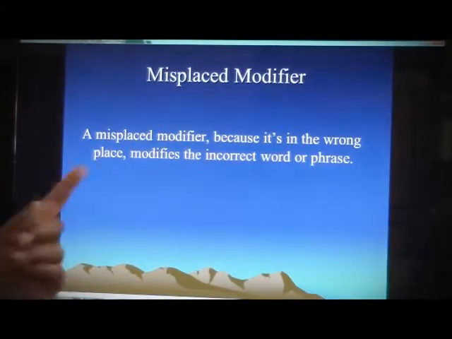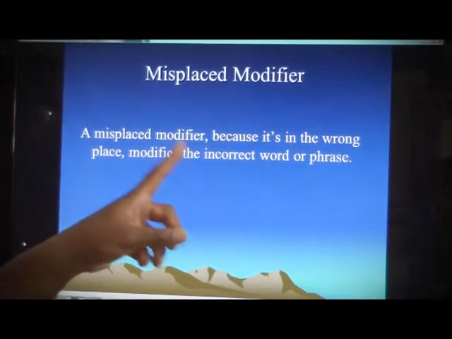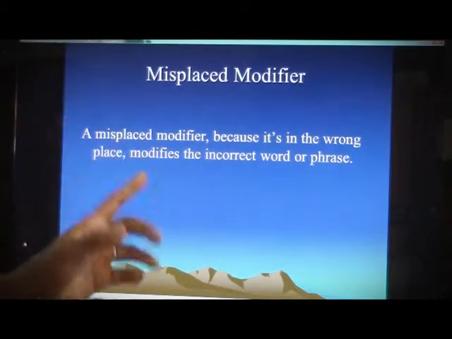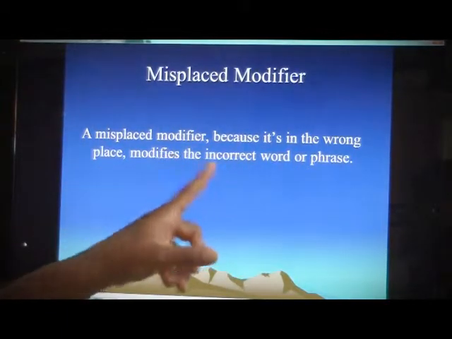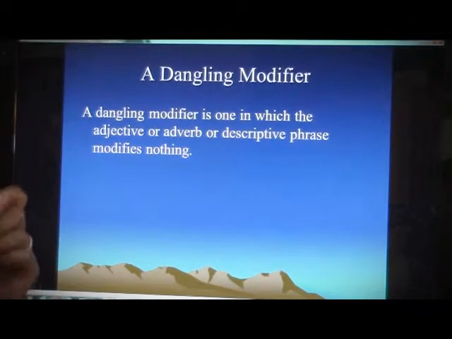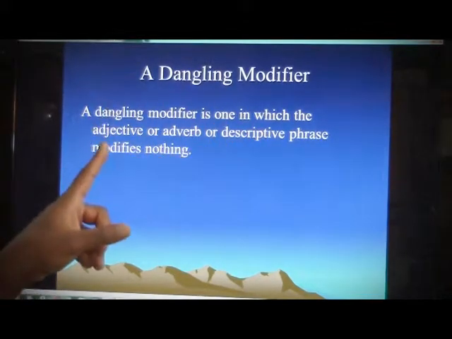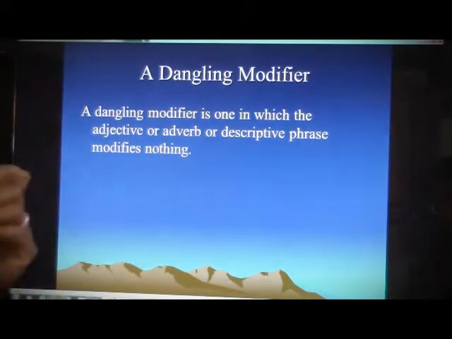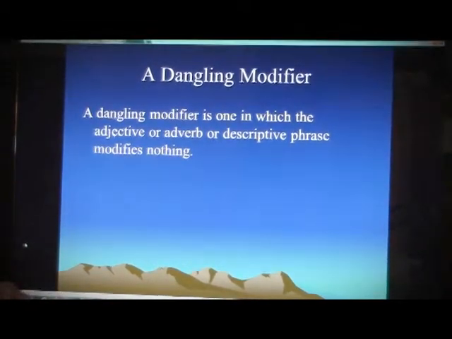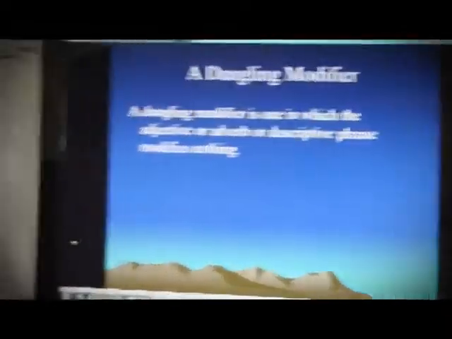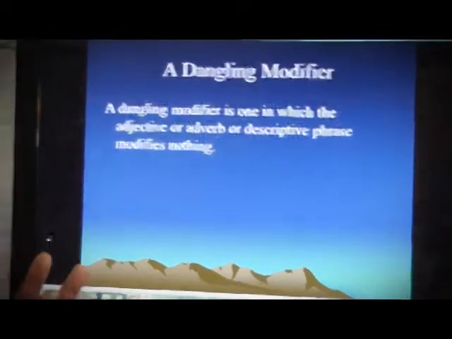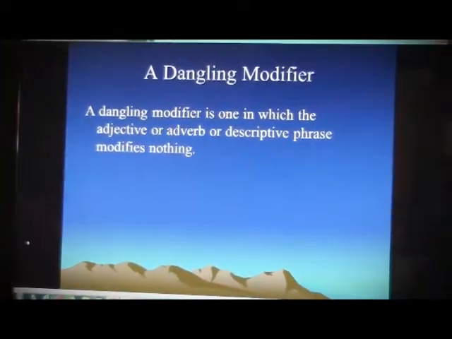A misplaced modifier, a formal definition. A misplaced modifier is misplaced because it's in the wrong place. Surprise, surprise. It modifies the incorrect word or phrase. A dangling modifier is one in which the adjective or adverb or descriptive phrase modifies nothing. It's just sitting out there modifying absolutely nothing. If I say the red what? The blue what? The pretty who? So that's what it's really talking about. But it's a lot trickier than that, and you'll see that.